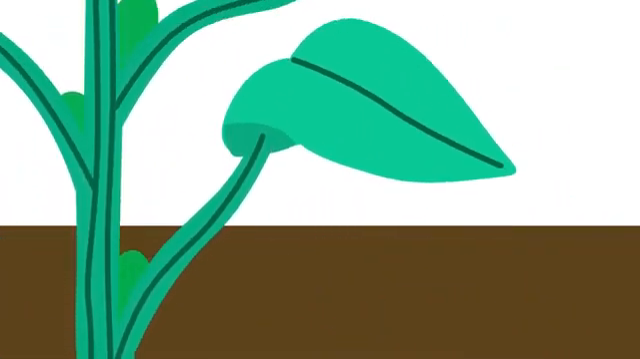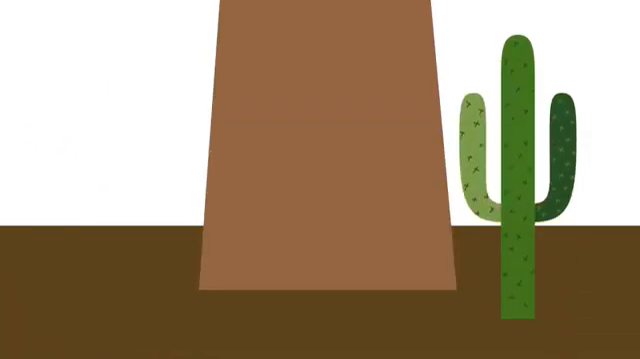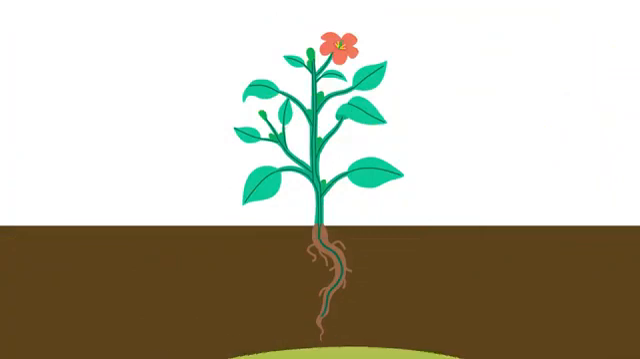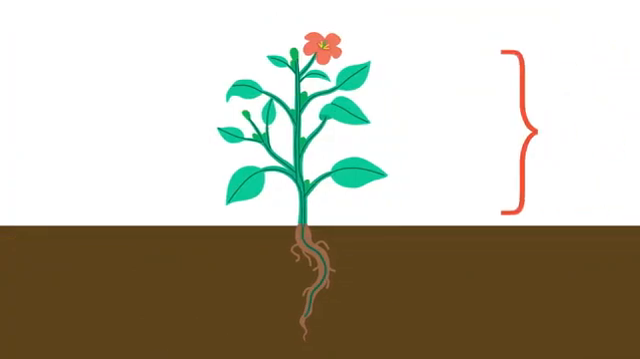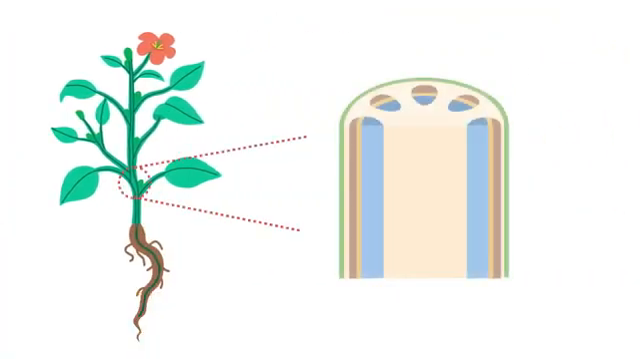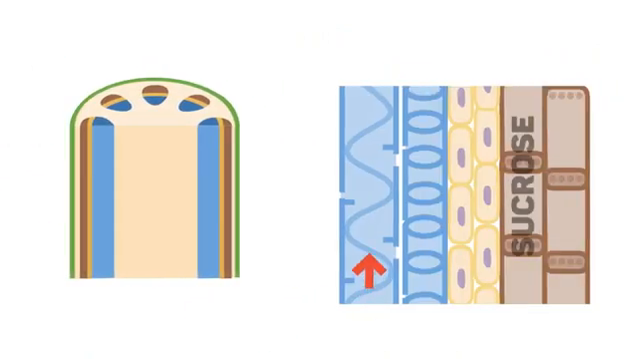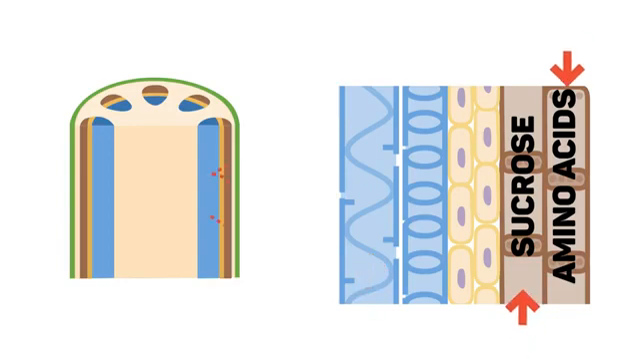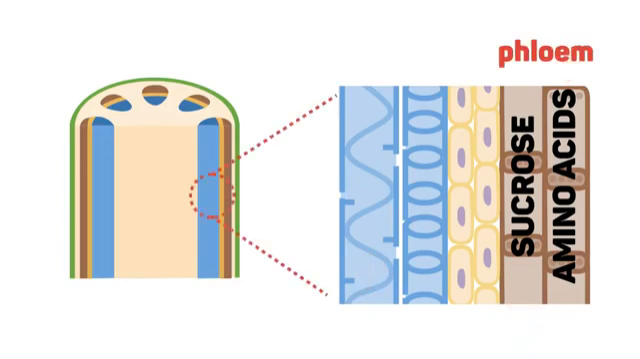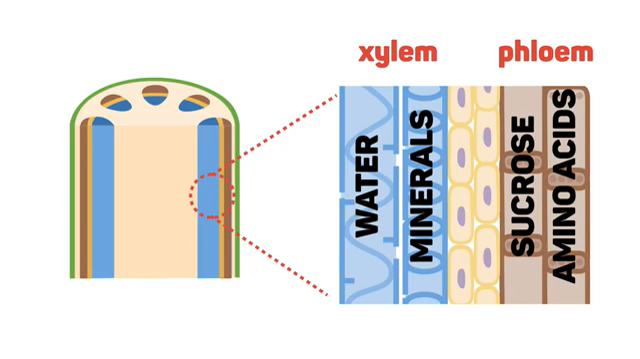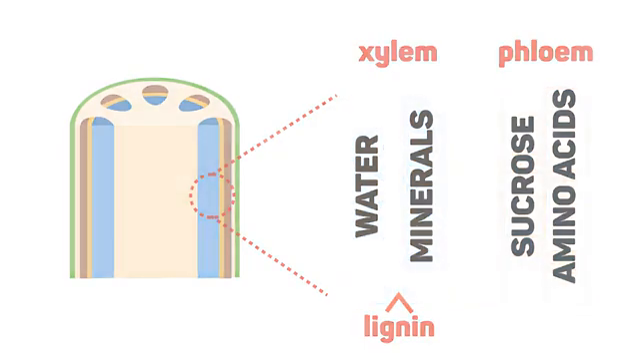The next part we will look at is the stem. The stem can vary greatly in size and shape. Think of the difference between a cactus and a tree trunk. This part supports the above ground parts of the plant, and it is through the stem that substances are moved to where they are needed. Sucrose, as sugar, and amino acids are transported in the phloem, and water and minerals move up through the xylem. The xylem has a substance called lignin, which helps keep the stem upright.